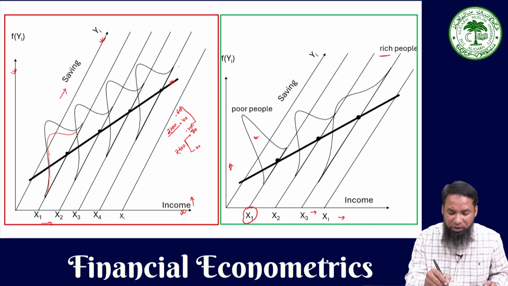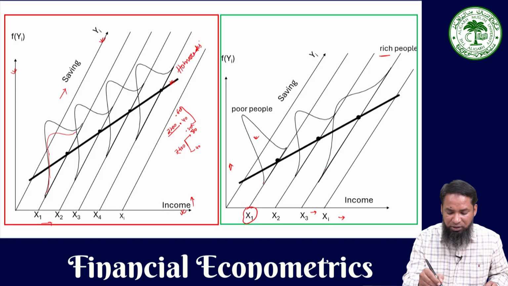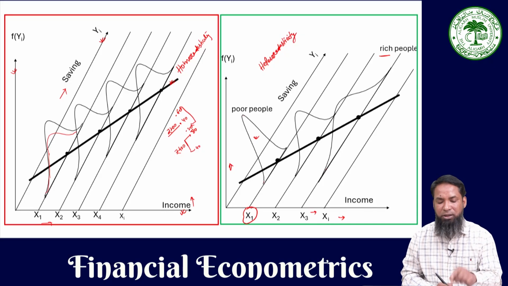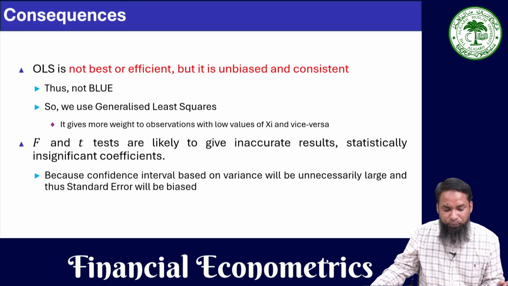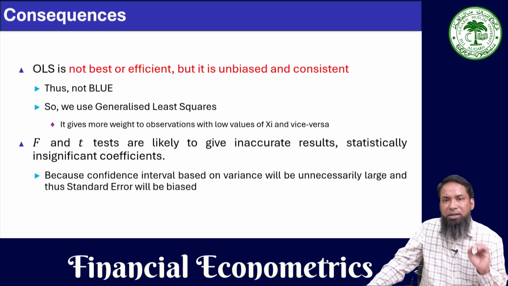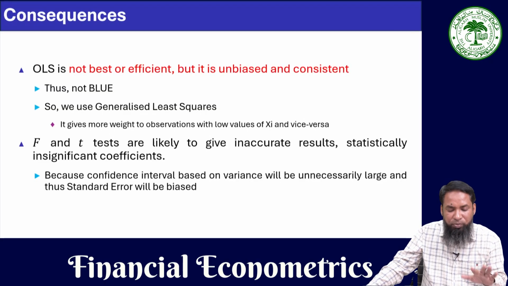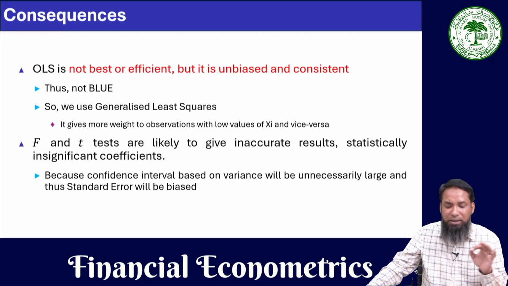So this is the example of the assumption of homoscedasticity, whereas this is the example of heteroscedasticity. Often in the real world, we face heteroscedasticity rather than homoscedasticity. Now, if there is heteroscedasticity, what are the consequences? The first consequence is that the OLS estimates will not be best or efficient. That is, the variance will not be minimum, but the estimates are unbiased and consistent.